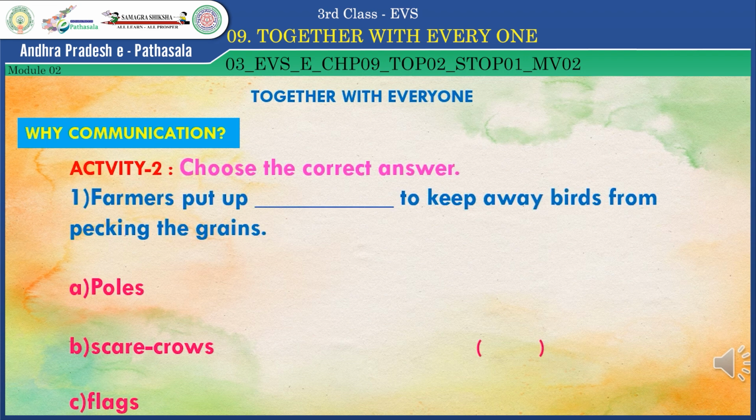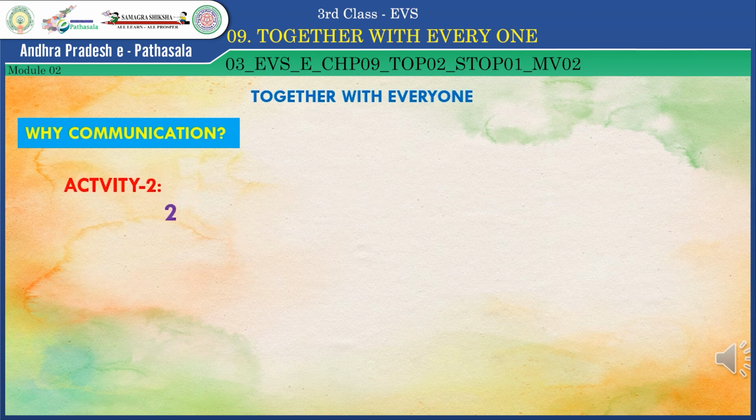Children, choose the correct answer. Farmers put up dash to keep away birds from pecking the grains. Here are 3 options. Option A is poles. Option B is scarecrows. Option C is flags. Which is the right answer? Yes, scarecrows is the right answer. So, the answer is B. Move to the next question.